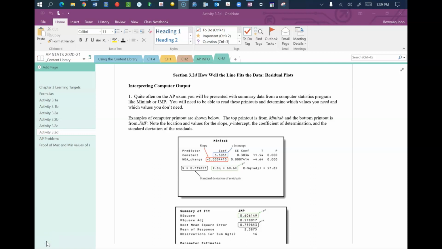Hi everyone, Mr. Bowman here, and we are back for the last activity in Chapter 3. In this activity, we're going to address a couple of topics. One of them is computer output.